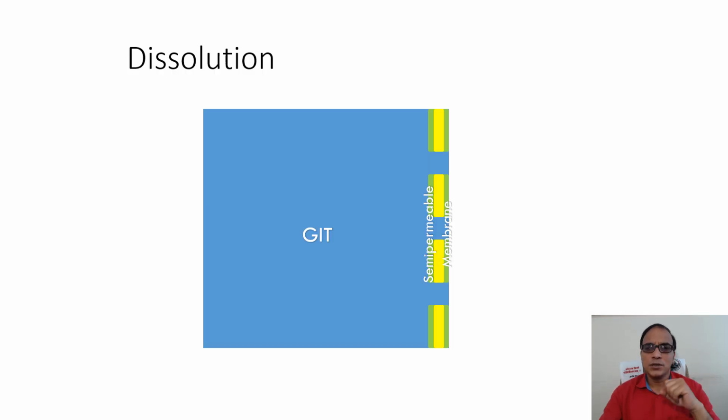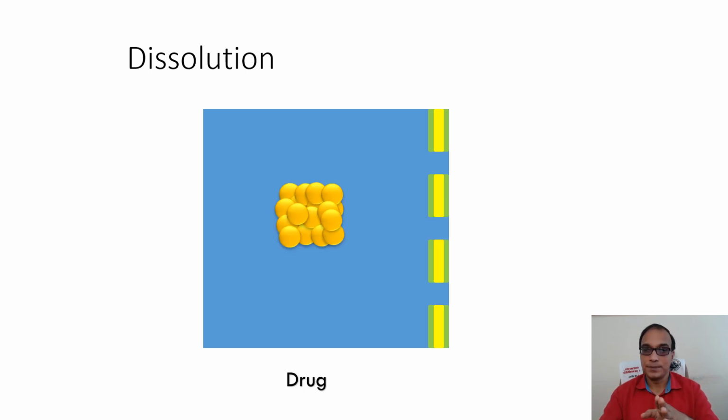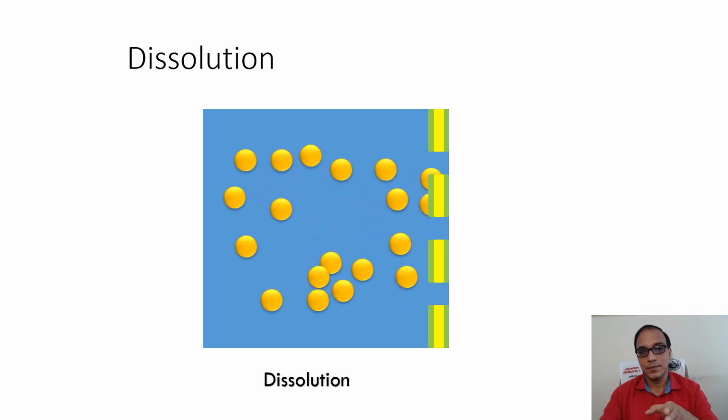Now, dissolution is basically the drug going into the GIT, and it is a step before the permeability. As we can see here, this is the step of dissolution. The drug is going into the GIT or the biological fluid and then trying to pass across the biological membrane, followed by the dissolution.